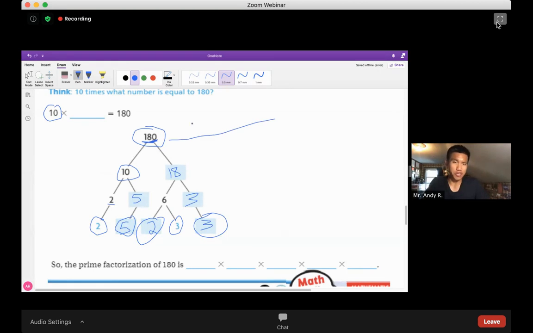This is called the tree method. I think it's the easiest way to break numbers down. So when you start doing this, do the tree method. So the prime factorization of 180. When you are done, you have all the little separate numbers right here. This is how you should put your answer. I want everyone to have it written like this.